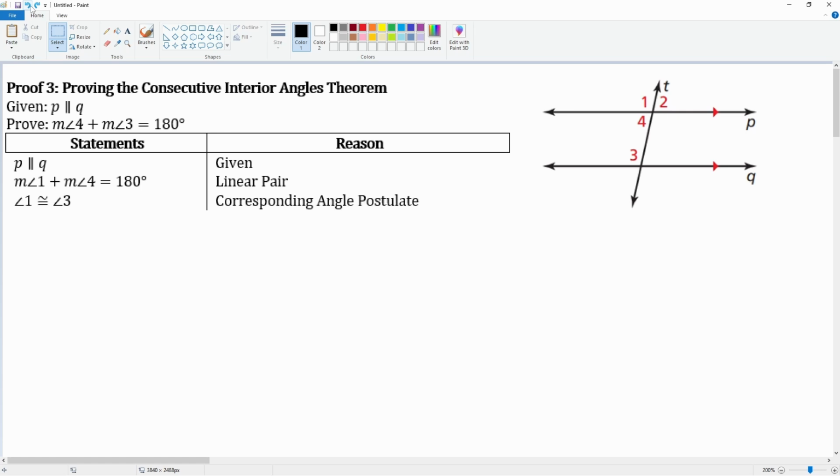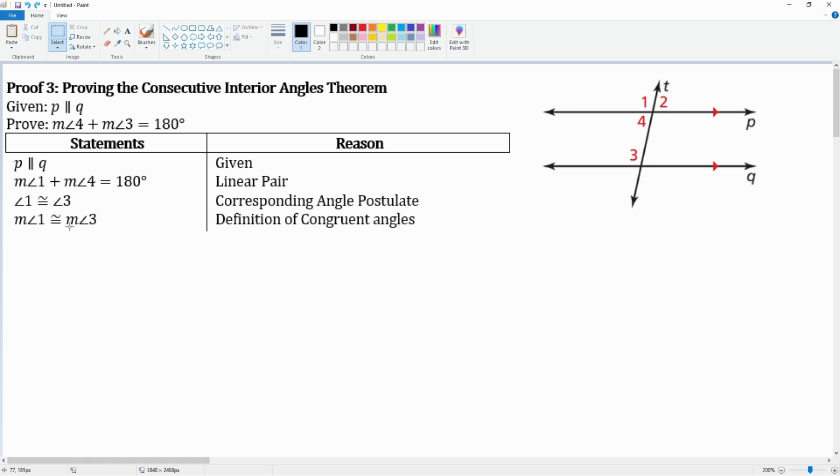Okay, I can get angle 1 is congruent to angle 3. That is using my corresponding angles. Notice that there is no measurement here yet. I want the measurement though, because look, in the second line, I need the measurement of angle 1. So I have to use the definition of congruent angles to get it into its measurement.